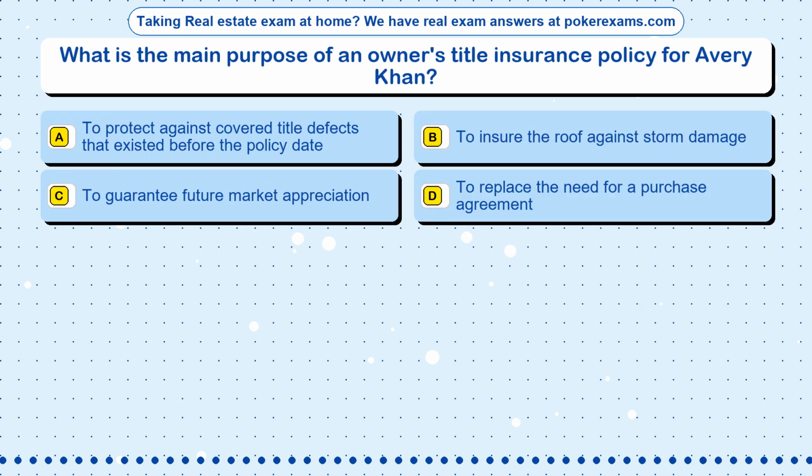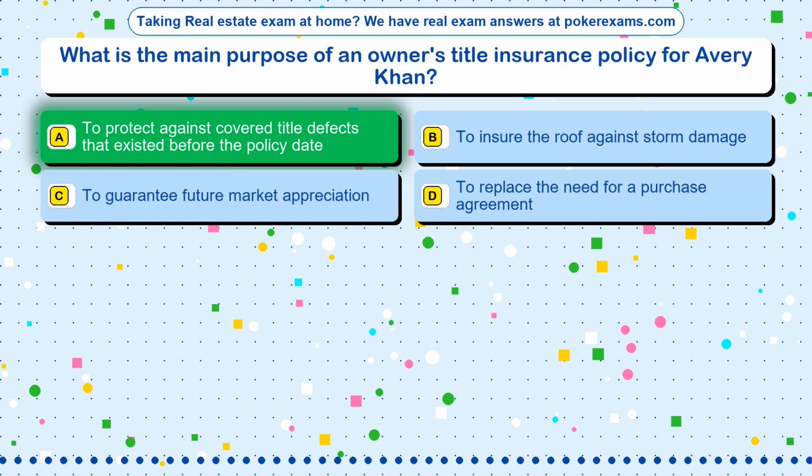Question 85. What is the main purpose of an owner's title insurance policy for Avery Kahn? Option A, to protect against covered title defects that existed before the policy date. Option B, to insure the roof against storm damage. Option C, to guarantee future market appreciation. Option D, to replace the need for a purchase agreement.